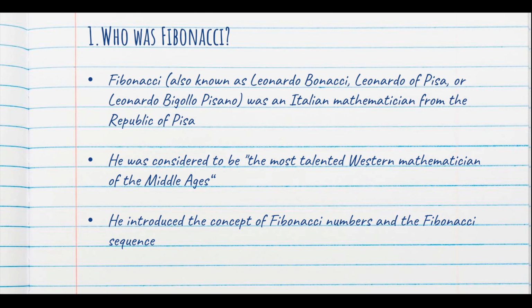So who was Fibonacci? Fibonacci, who was also known as Leonardo Bonacci, or Leonardo of Pisa, or Leonardo Bigola Pisano, was an Italian mathematician from the Republic of Pisa. He was considered to be the most talented Western mathematician of the Middle Ages. He introduced the concept of Fibonacci numbers and the Fibonacci sequence.